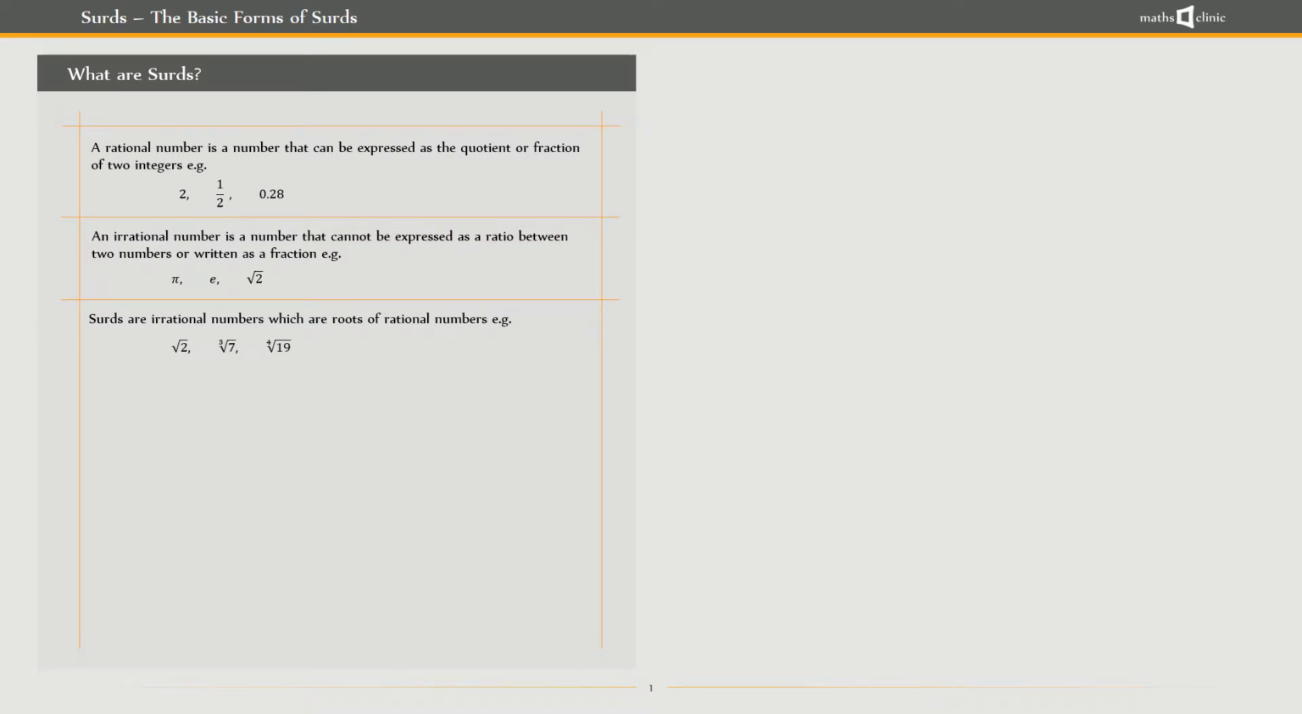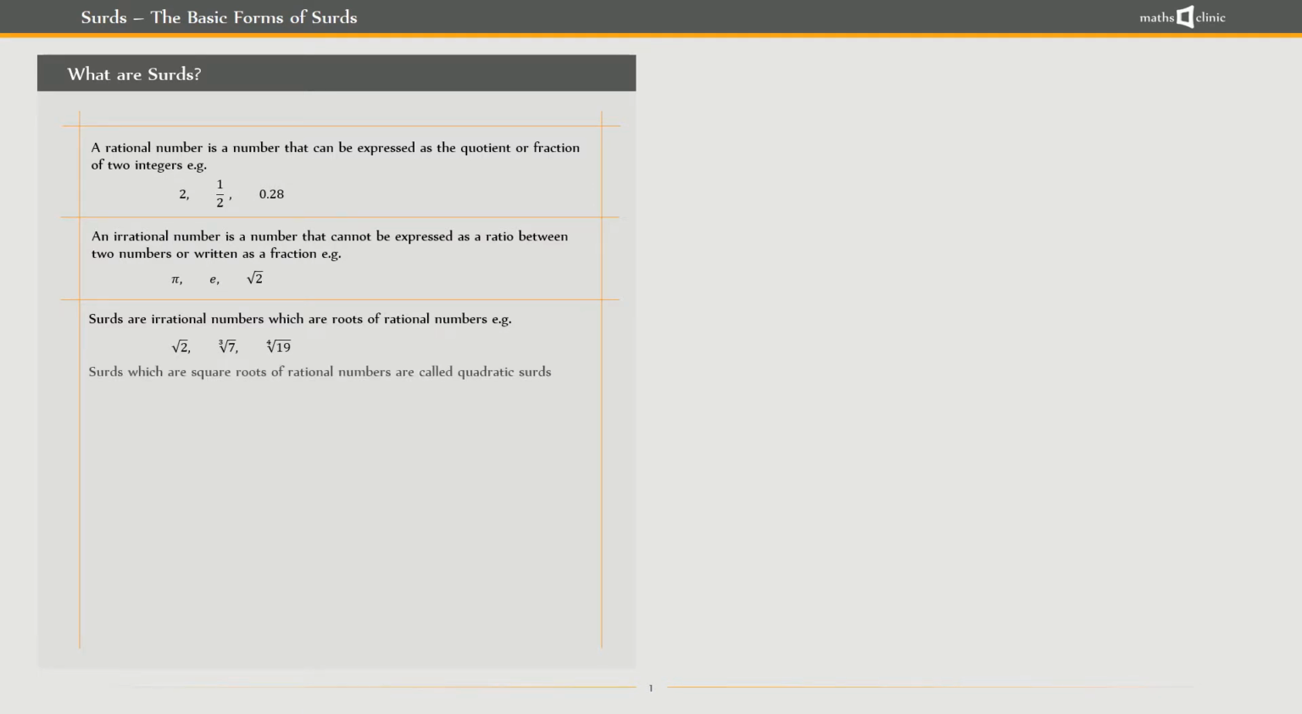Basically, we have root 2, the cube root of 7. It doesn't necessarily have to be a square root. It could be a cube root or fourth root or a fifth root. So we have the cube root of 7. If you try to find the cube root of 7 with a calculator, it would not give you an exact number. It would give you an infinite decimal, which cannot be expressed as a fraction. And then the fourth root of 19 is pretty much the same. So this is what surds are. Surds are irrational numbers which are roots of rational numbers.